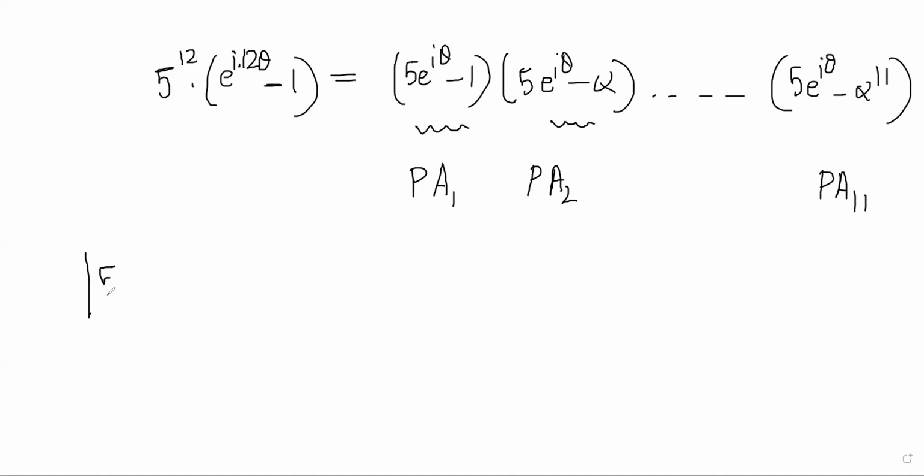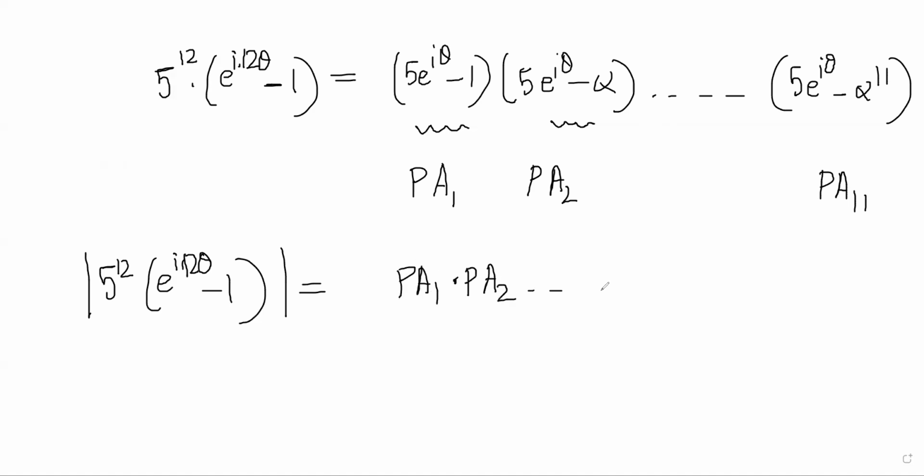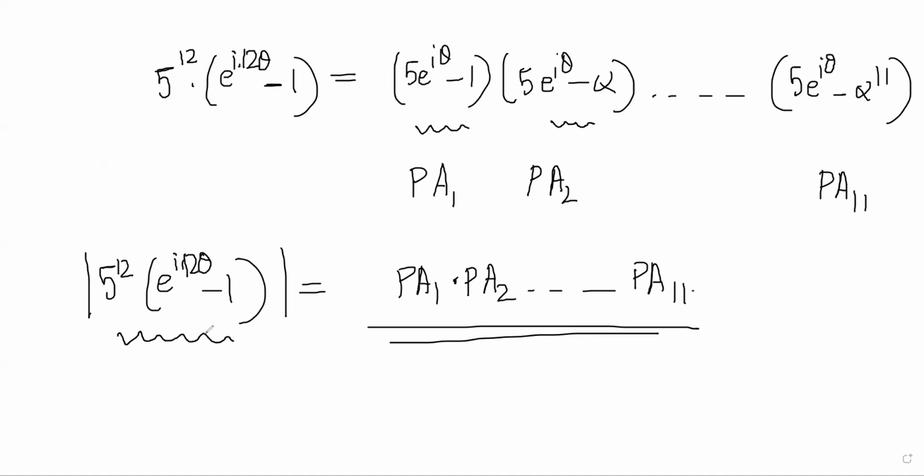So the modulus of 5 power 12 times (e power i 12 theta minus 1) is equal to PA1 times PA2 till PA11. This is the product of the distances. Now you just have to calculate the modulus of this.